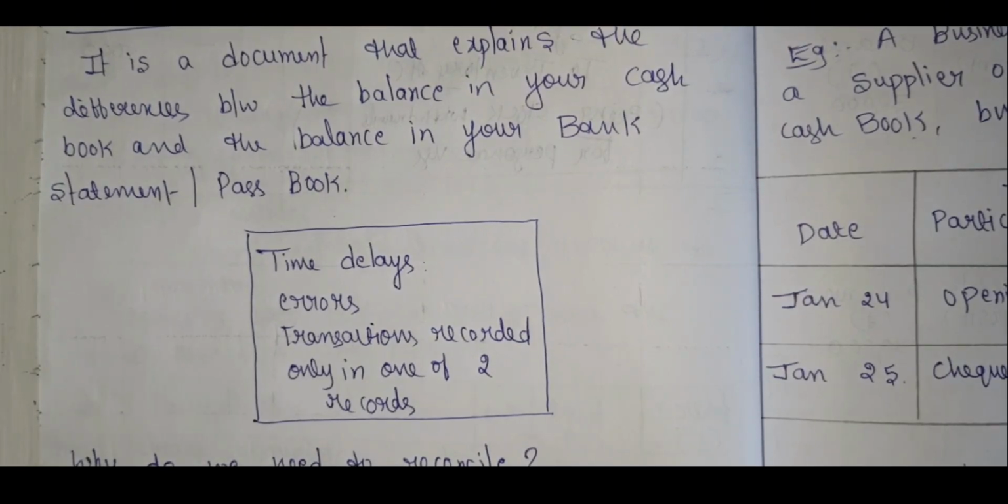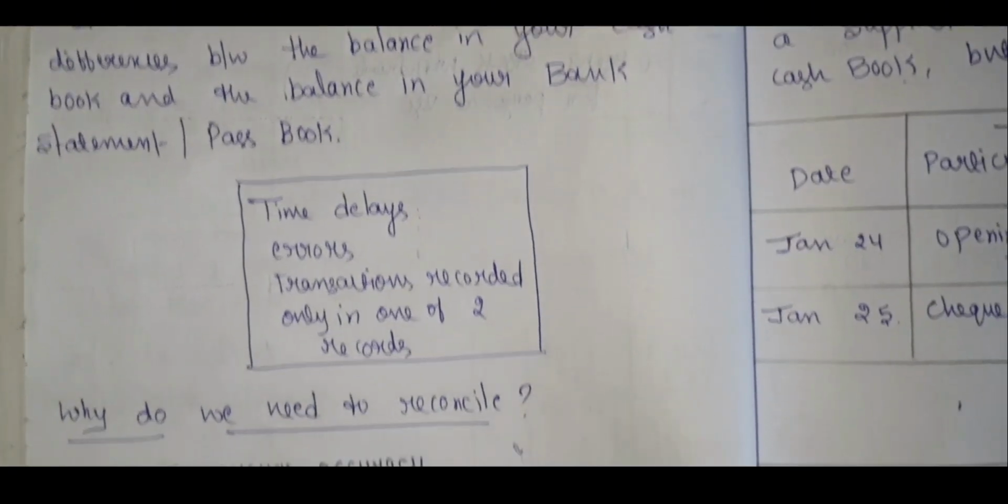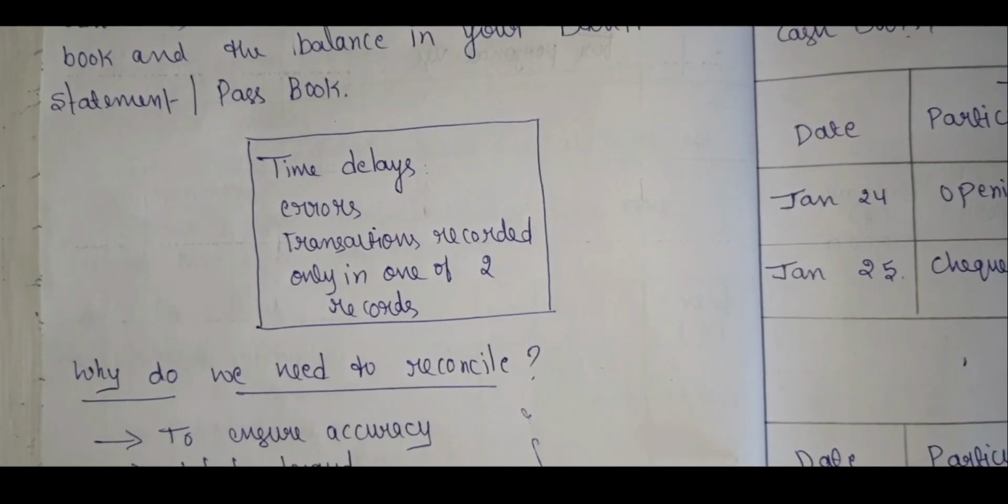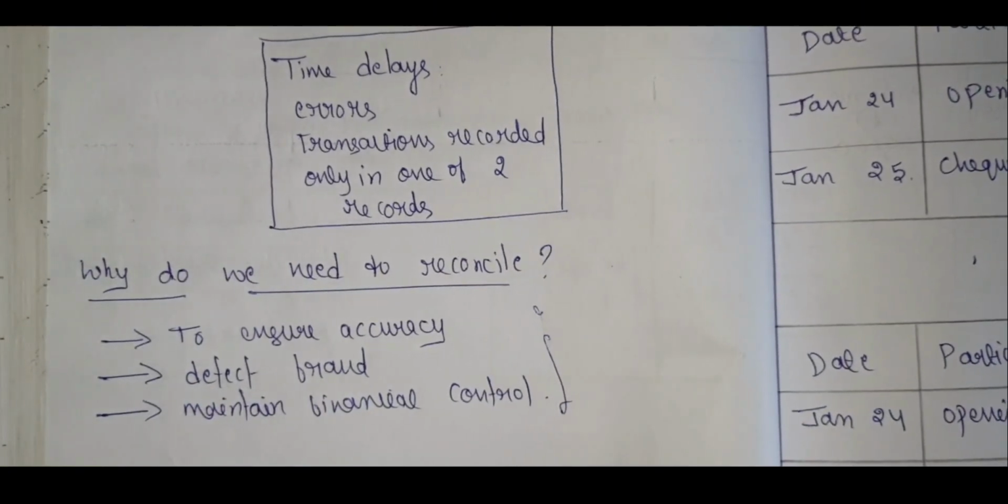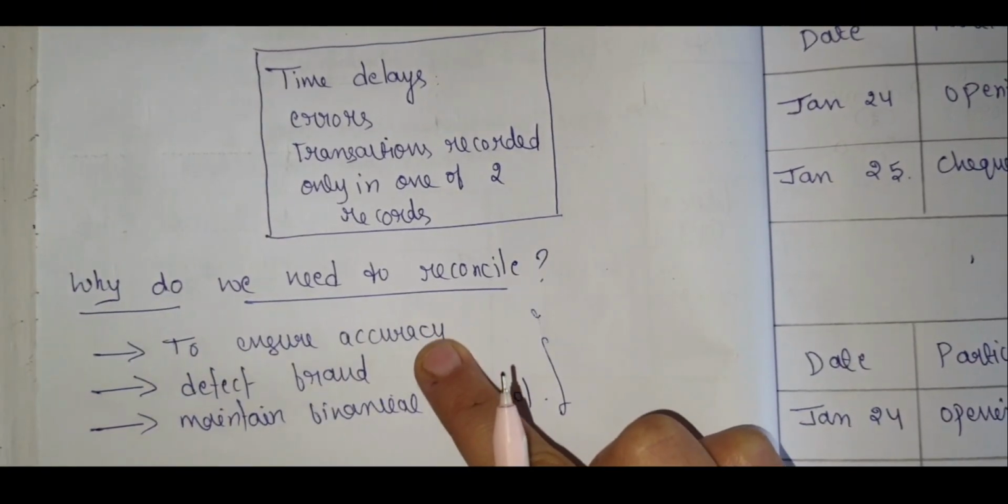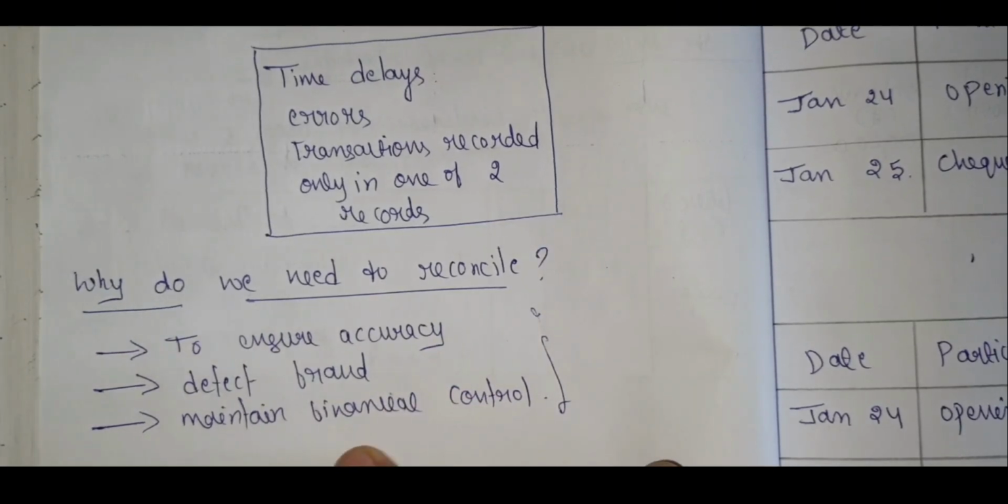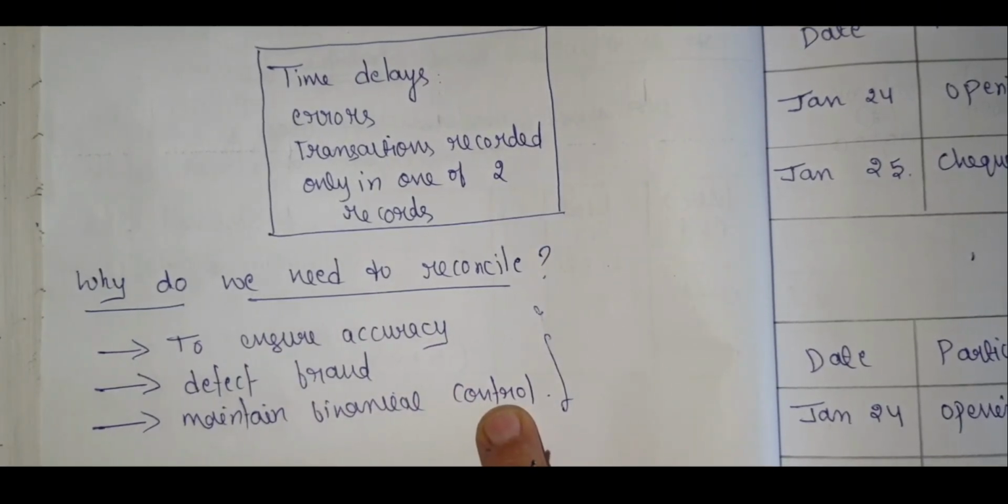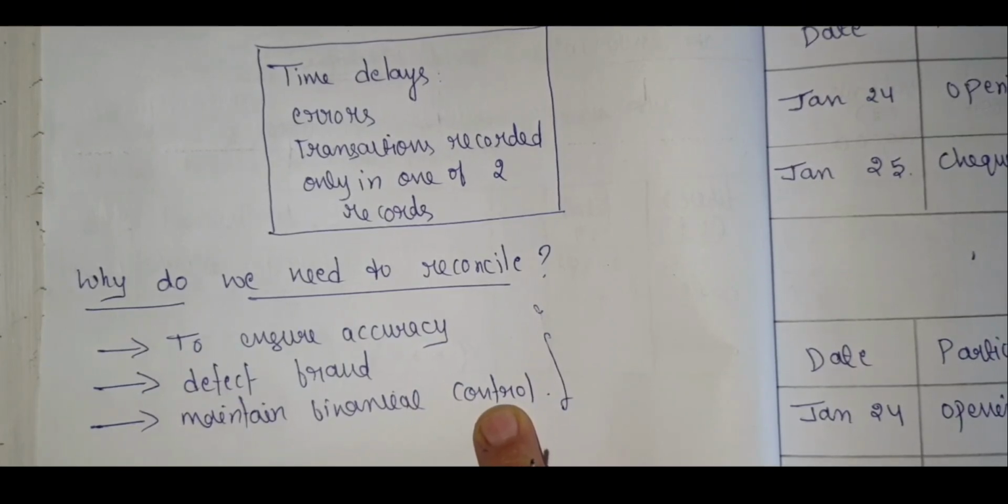Now we will see why we need to reconcile. To ensure accuracy, detect fraud, and maintain financial control in the cash book and passbook. So that is why we need to reconcile our cash book and the balance in our bank statement or passbook.